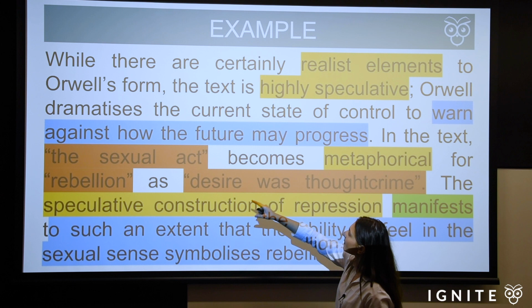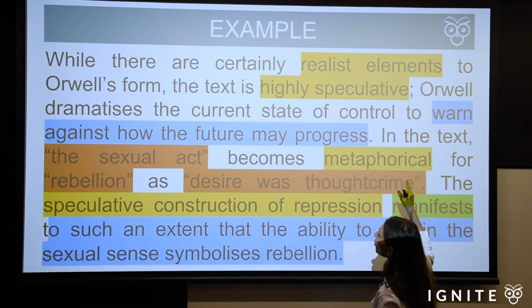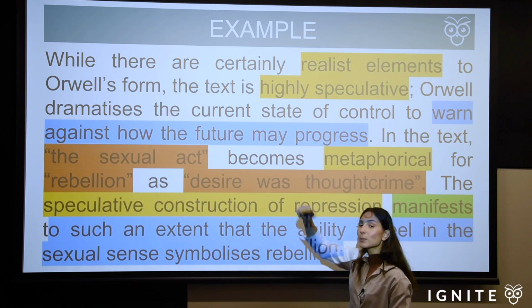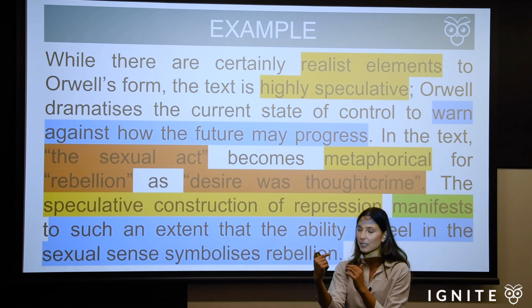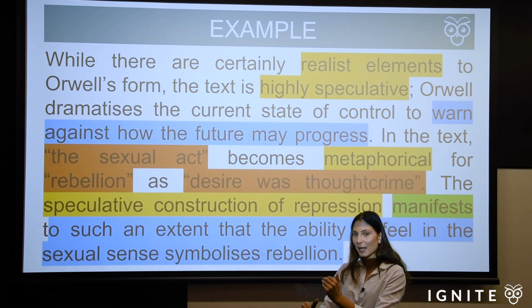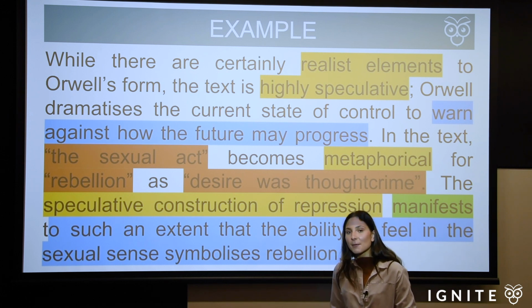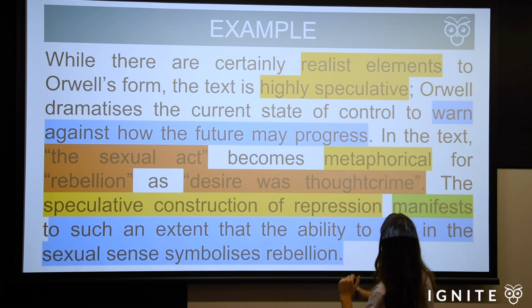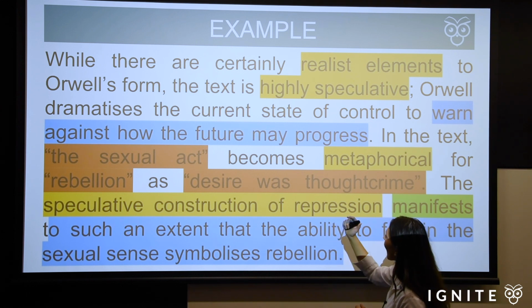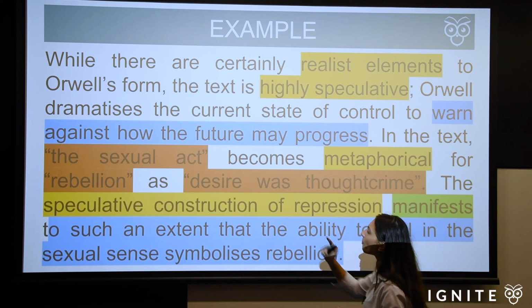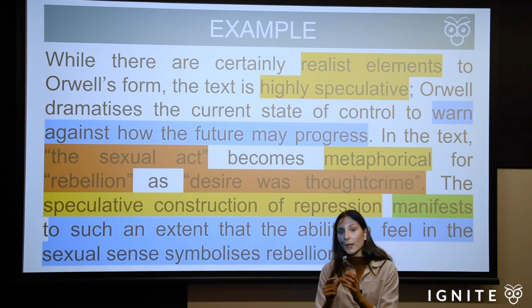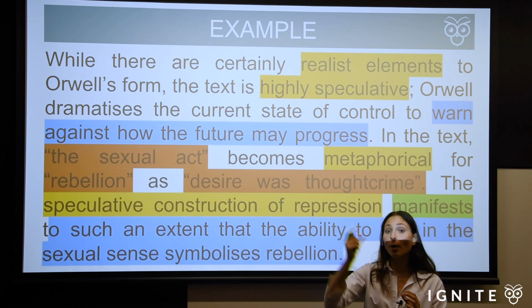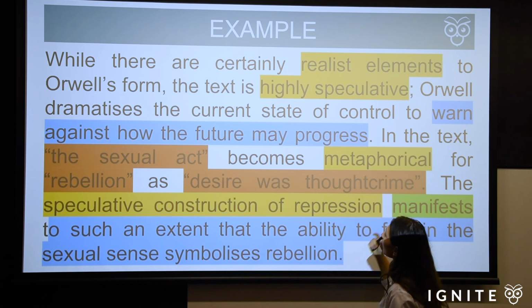Orwell dramatizes the current state of control to warn against how the future may progress. So I've started to establish the effect of that aspect of form before going into my textual analysis. This allows for consistency in my paragraph. I slowly build towards my actual analysis. In the text, the sexual act becomes metaphorical for rebellion. It is metaphorical for rebellion because the sexual act shows that you're not being loyal to Big Brother, as desire was thought crime.